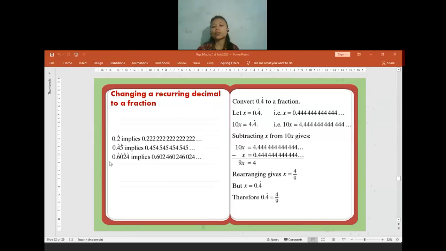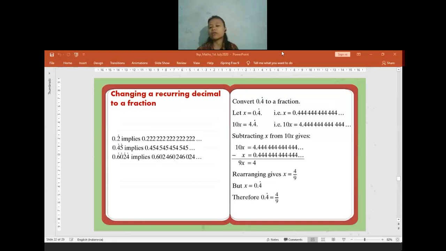And then this is for 0.45, and the dots are on the number 4 and number 5. So it means the 4 and 5 will keep repeating. That's why it will be 0.454545 and so on. The last example, 0.6024, so it means the digits 6 to 4 will be repeating. That's why if I write it as the long decimal, it will be 0.6024, 6024, 6024, and so on.